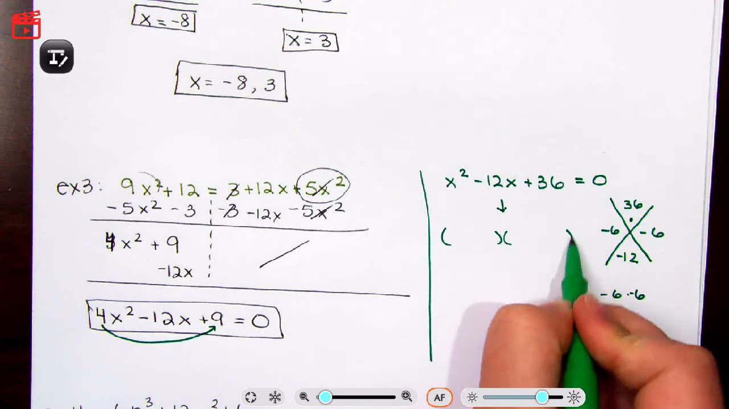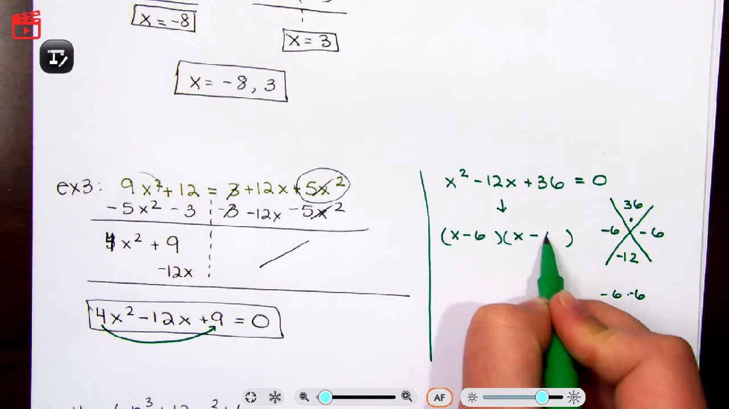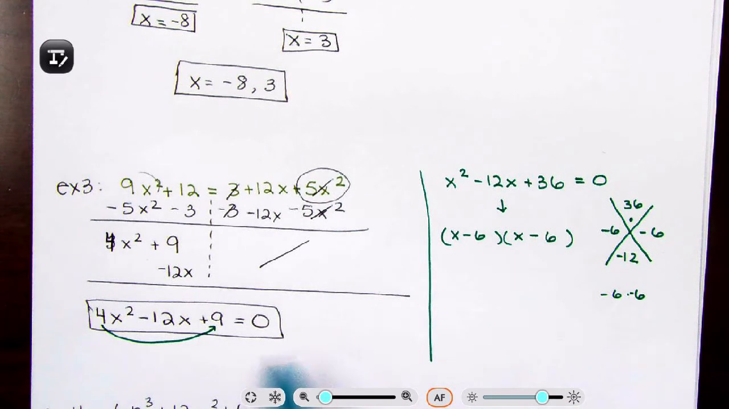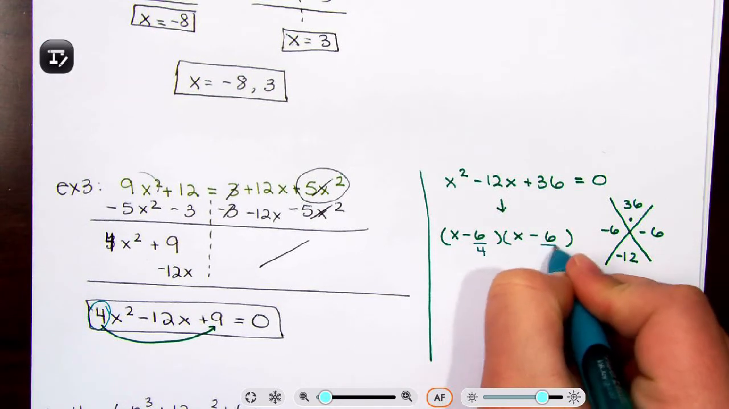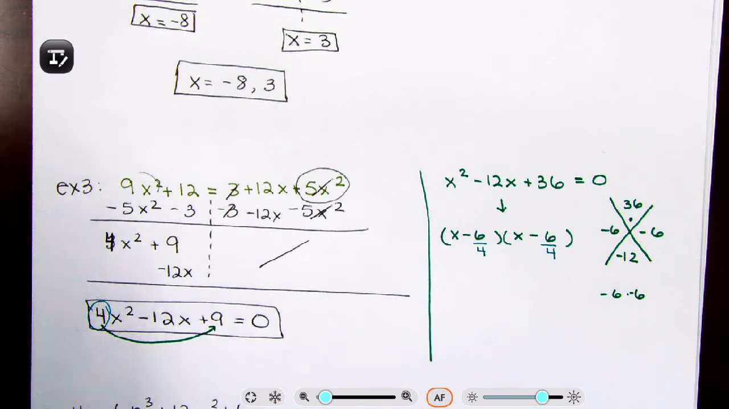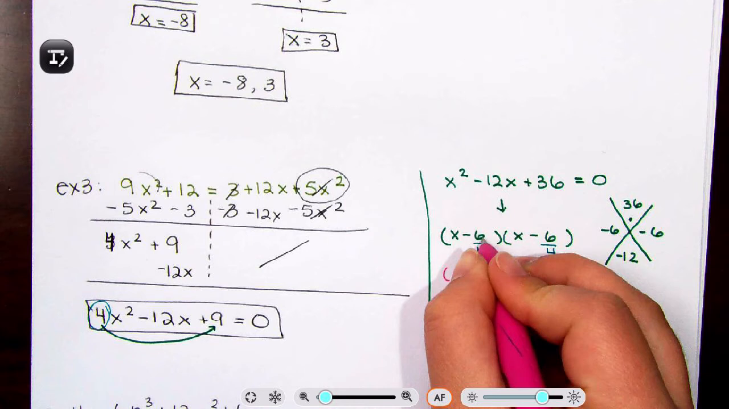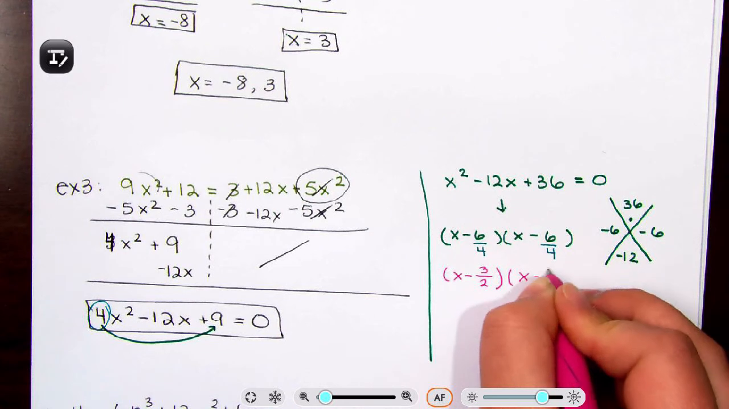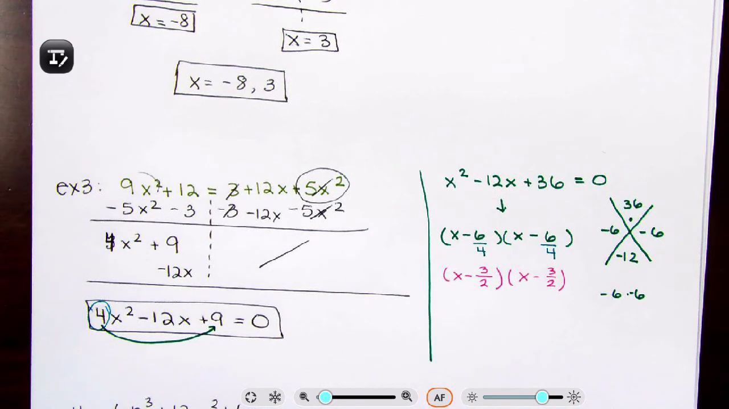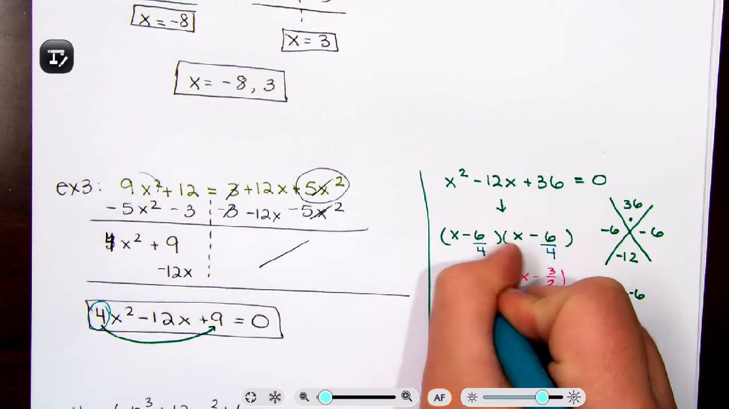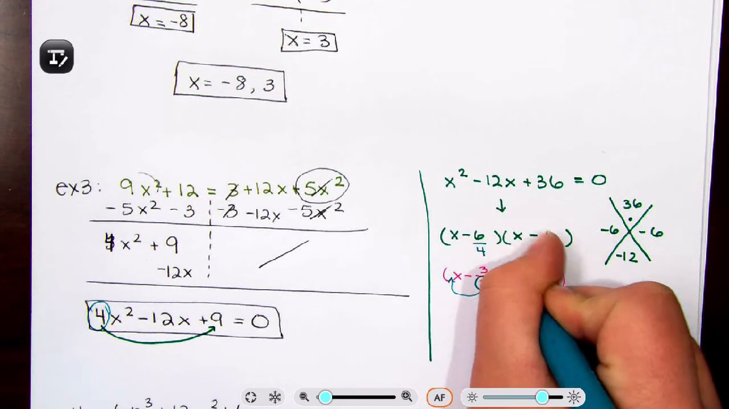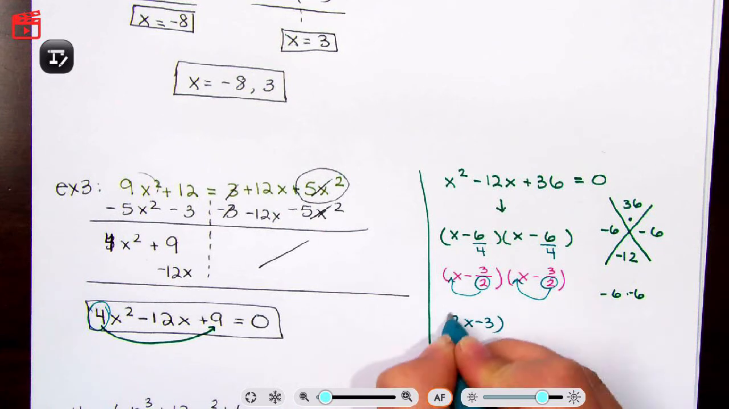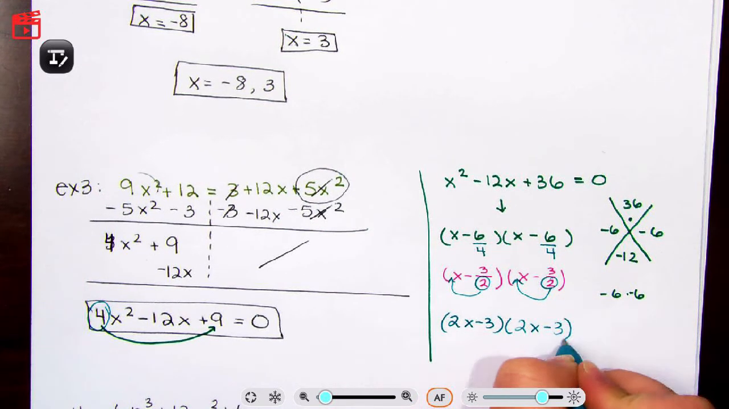Writing it out as our factors, x minus 6 and x minus 6. Again, we have to bring our leading coefficient, the one that we multiplied with. Now we are dividing. Now notice these don't simplify to perfect whole numbers. However, we can simplify this. 2 goes into 6 3 times. 2 goes into 4 2 times. So we have some simplifications, but now we still need to take that denominator and bring it out. So I have 2x minus 3 times 2x minus 3, and that's equal to 0.